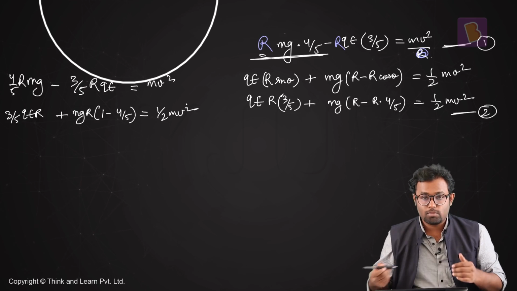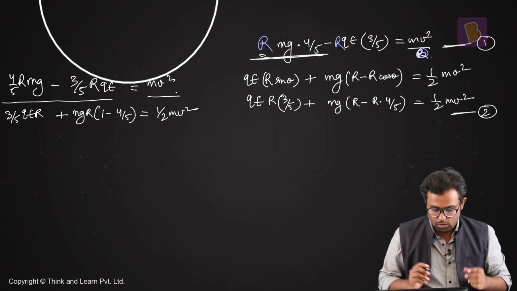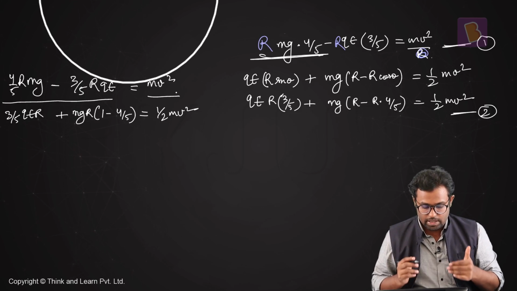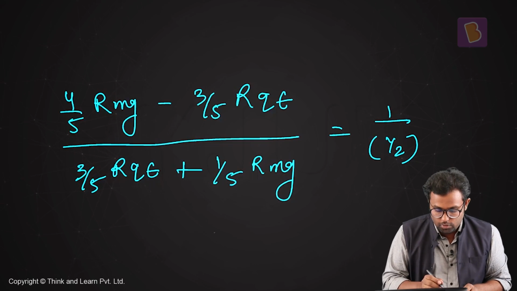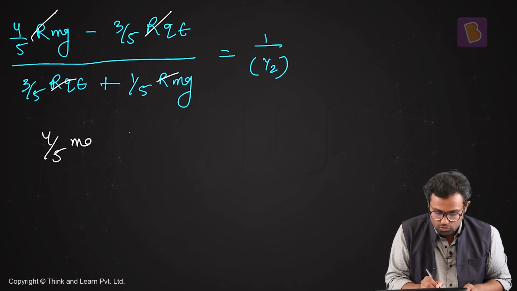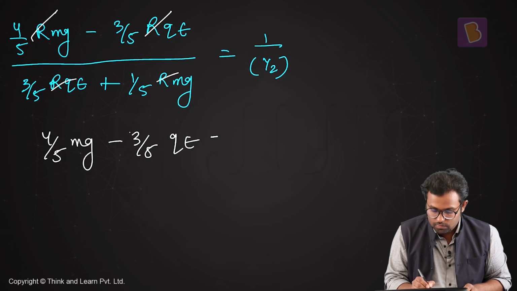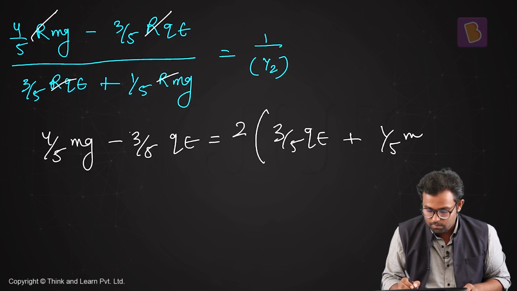So I'm going to divide these two expressions like this. What do I get out of this? I get this expression. Now I take this r out and cancel it, and I get 4 by 5 mg minus 3 by 5 QE is equal to, and 2 would get here, 2 times (3 by 5 QE plus 1 by 5 mg).